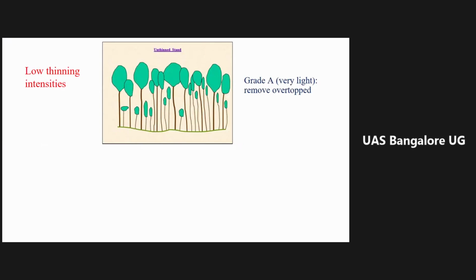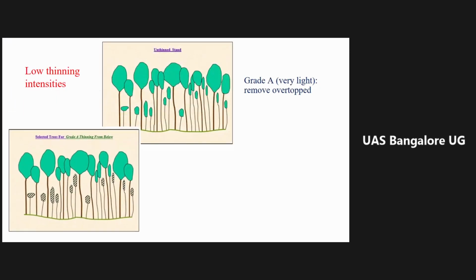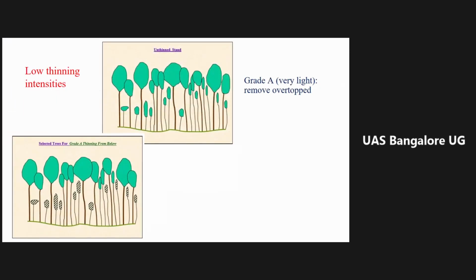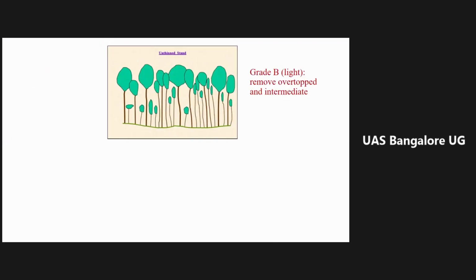There are mainly four low thinning intensities. First one is grade A, also called very light thinning. It is mainly to remove the overtopped trees, that is suppressed trees. Okay, so you can see the selected trees for the grade A thinning from below. And after thinning, the thinned stand after grade A thinning from below.